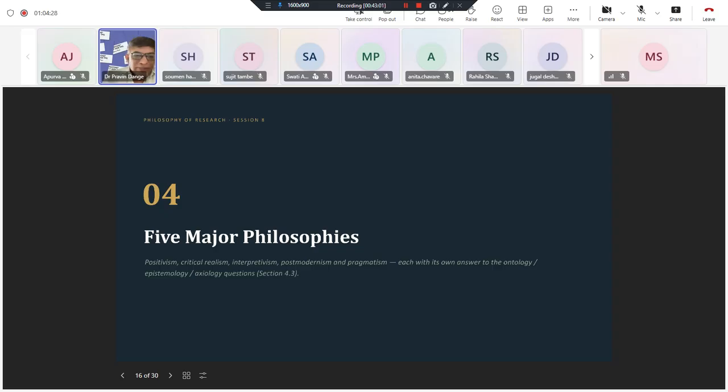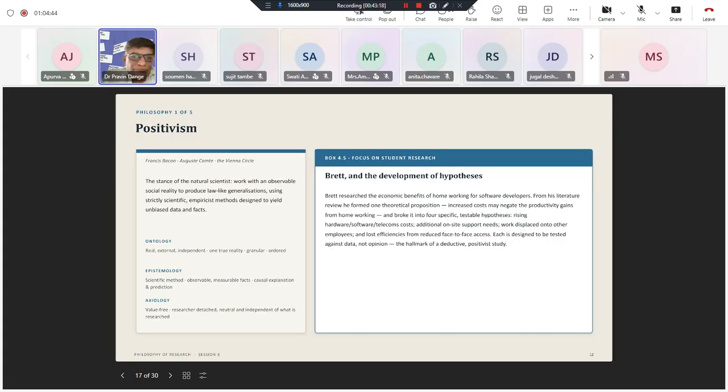So we'll talk about five major philosophies here: positivism, critical realism, interpretivism, postmodernism and pragmatism. So positivism, critical realism, interpretivism, and pragmatism are important to us. Postmodernism is generally language based. So positivism, we've already seen, is the stance of the natural scientist working with the observable social reality to produce law-like generalizations using strictly scientific empiricist methods designed to yield unbiased data of facts.